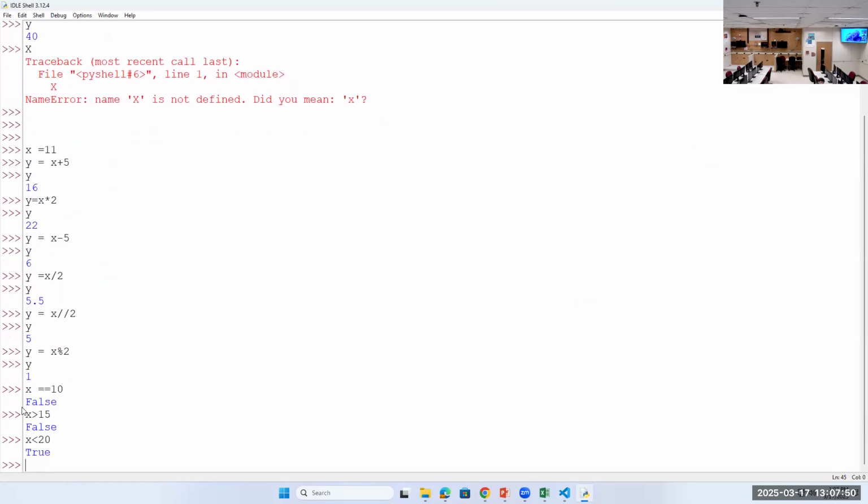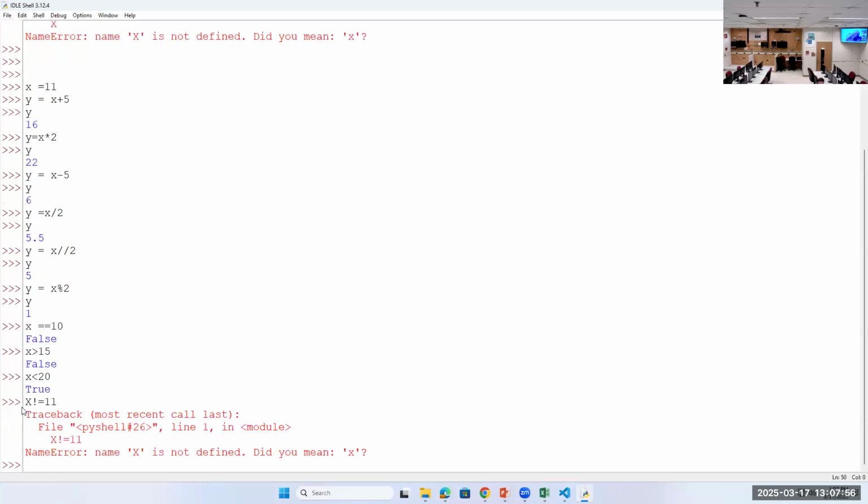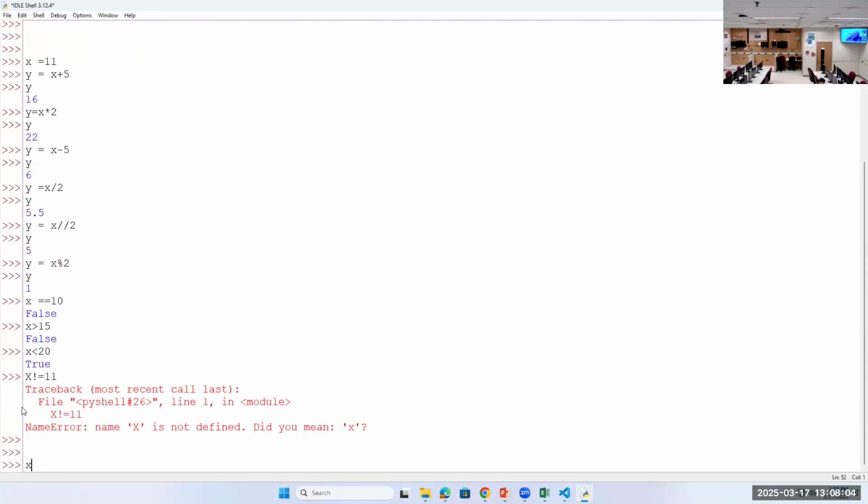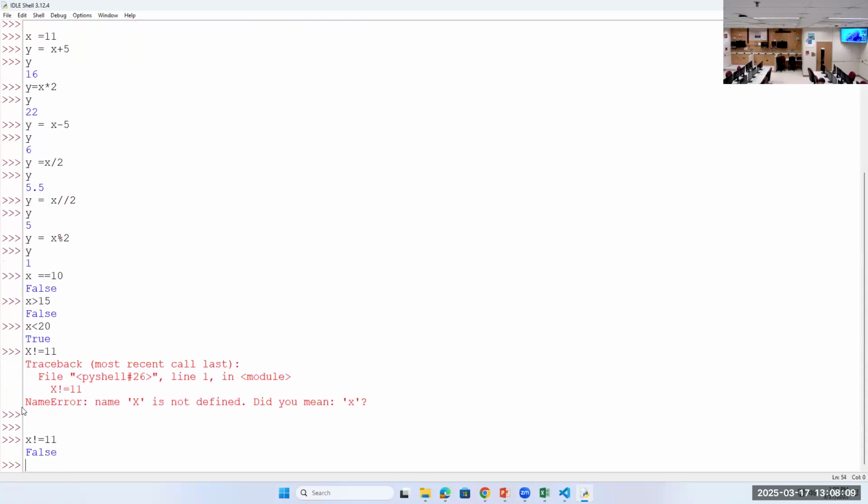Right? And also one more here, x is not equal to 11 or not. What do you think? What do I have here? False, right? Because it is 11.